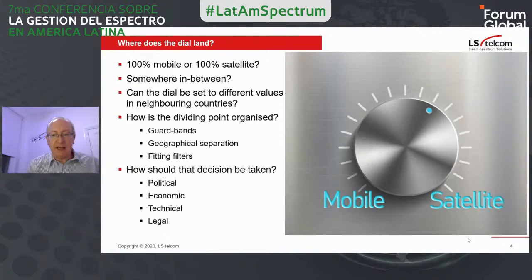So a couple of questions to get us going. Can you set the dial to different values in neighboring countries, and what do you do along the border? But perhaps more importantly, how do we divide the two sides? Is it guard bands? Is it some kind of geographical separation between the services? Do we need to fit filters? And how do we take that decision? Is it a political decision? Is it an economic decision? Is it a purely technical decision? Is it a legal decision? How do we decide where to set the dial? That's, I think, the question ahead of us in this session today.